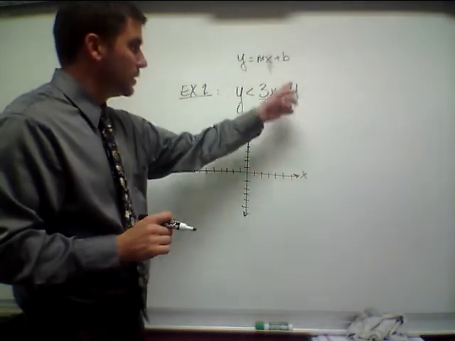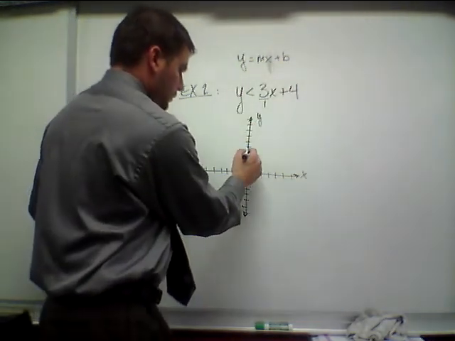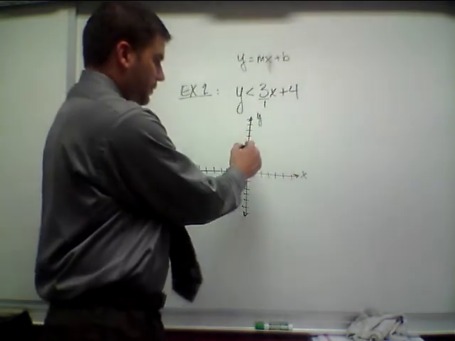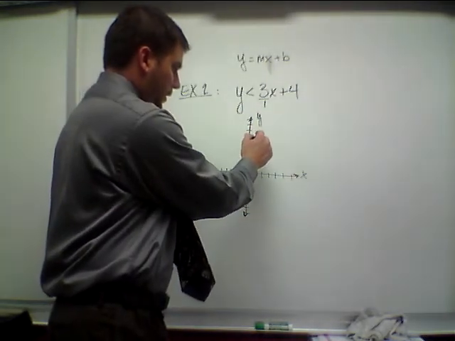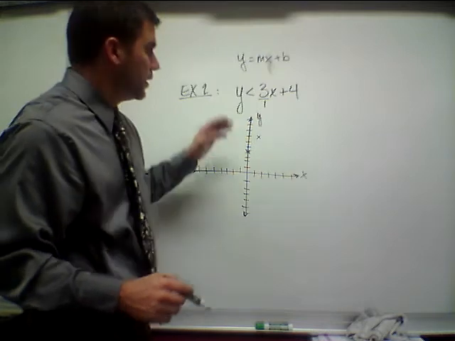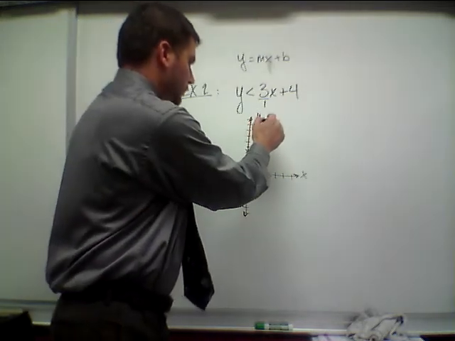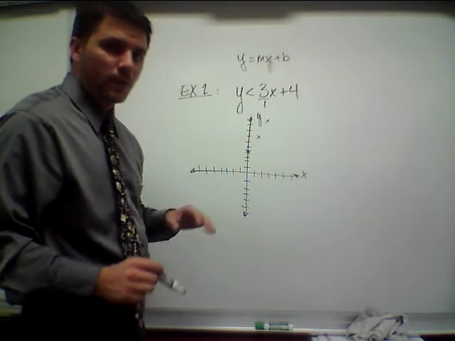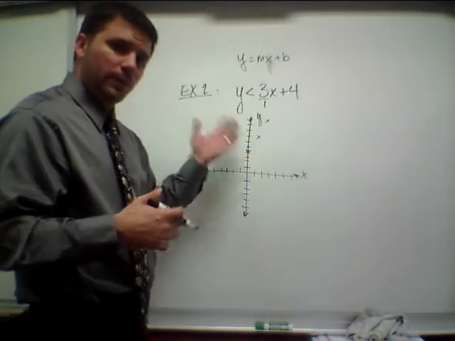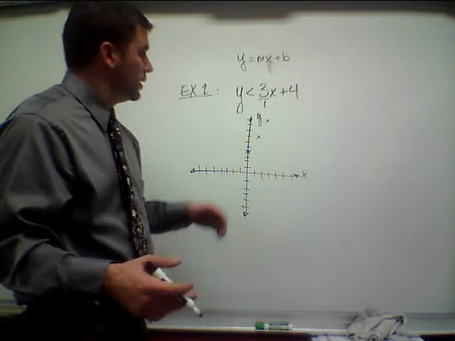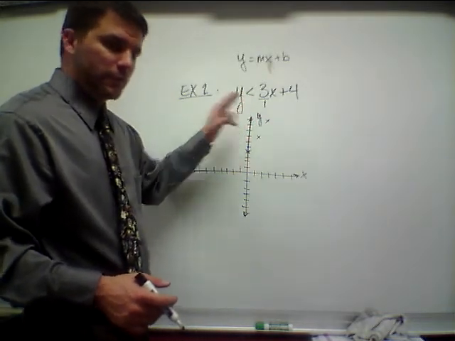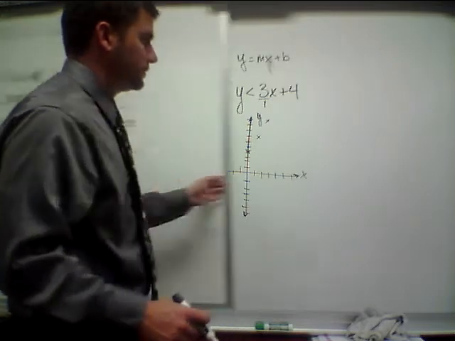So I'll begin with my 4, 1, 2, 3, 4, put my first point. Using my slope, I will go up 3, 1, 2, 3, and right 1, my second point. I'll do this one more time, up 1, 2, 3, and right 1, and make my third point. So nothing is different between equations and inequalities up to this point. The difference is I need to look at the inequality and see if it should be a dashed or a solid line.